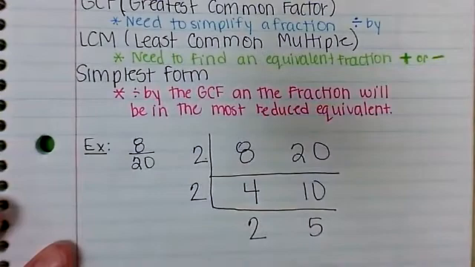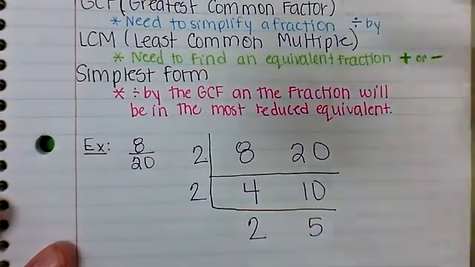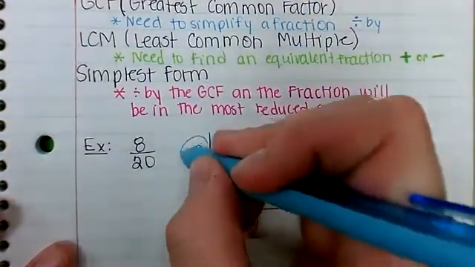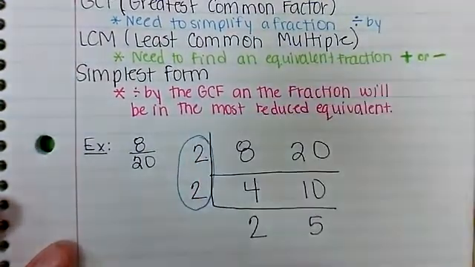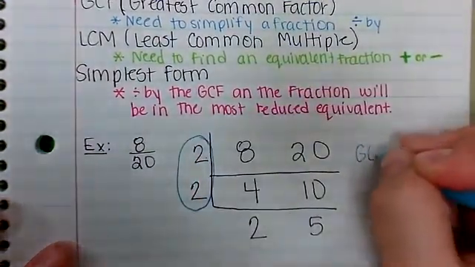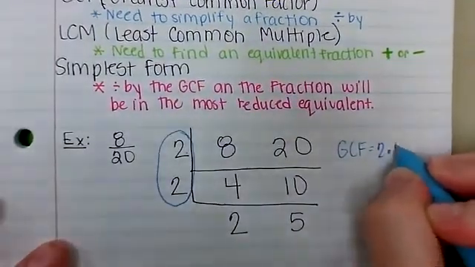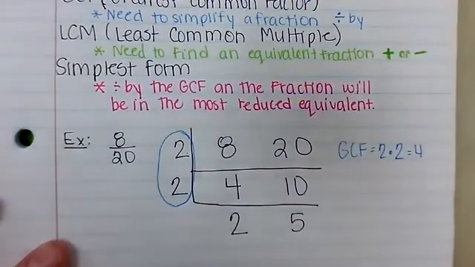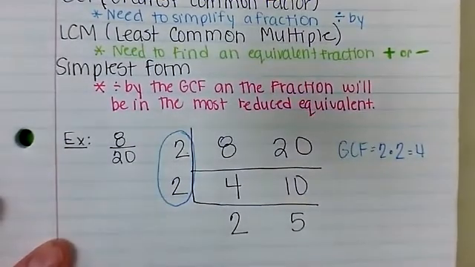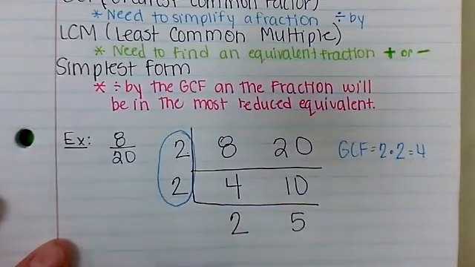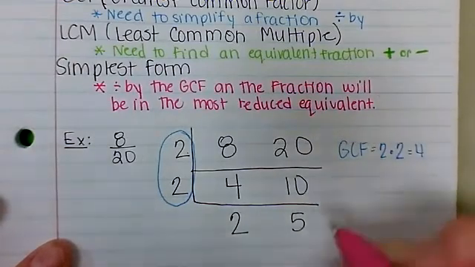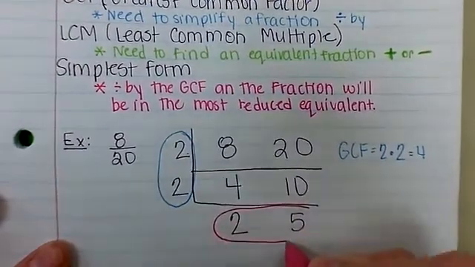Now let's stop right there. My GCF, since I wrote it in blue up here, I'm going to do it down here. My GCF are going to be the numbers over here. So my GCF is 2 times 2, which is 4. My simplest form, since I wrote in pink, I'm going to write in pink down here.